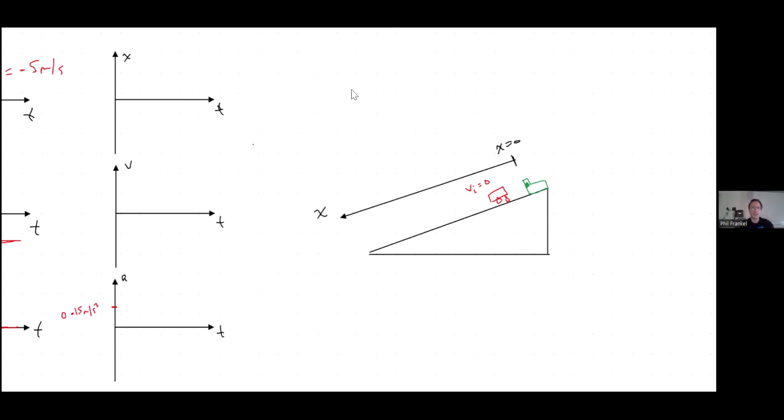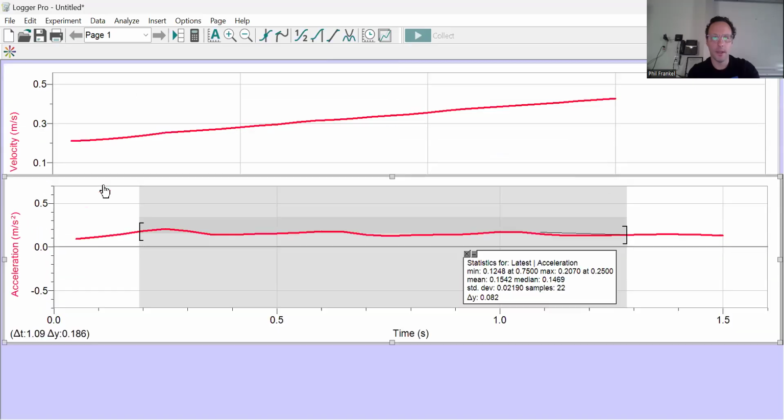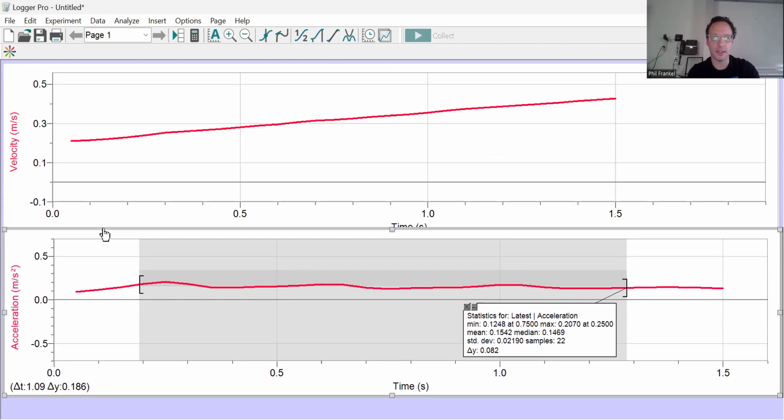All right, now what about the velocity? You should think about what the velocity graph might look like. The acceleration is the rate at which the velocity changes, right? And so if the acceleration has a constant numerical value of 0.15 meters per second squared, think about what the velocity versus time graph must look like. Let's see if you are right. Go back to the software here. The software is called Logger Pro, by the way. And I'm going to reveal the velocity graph.